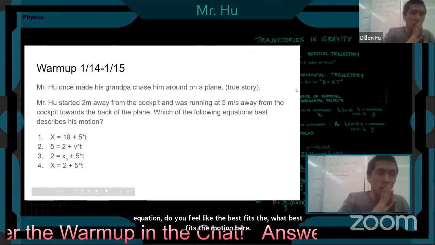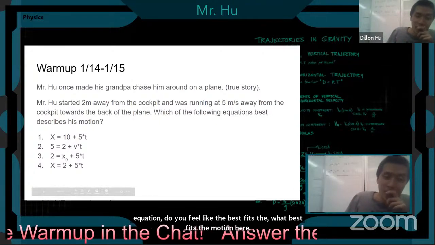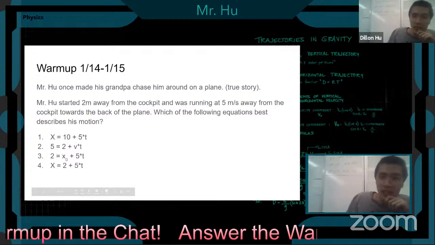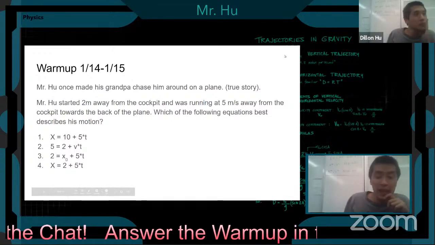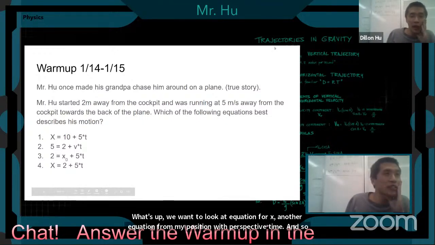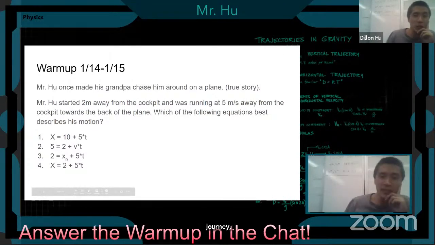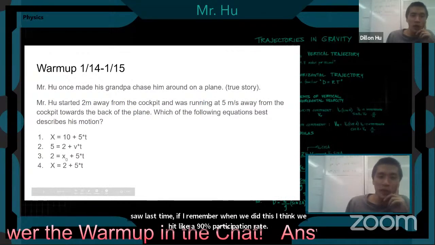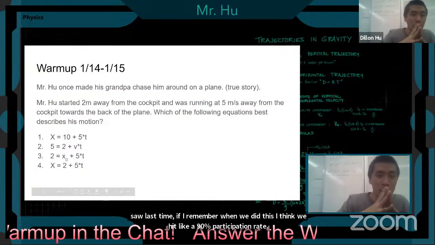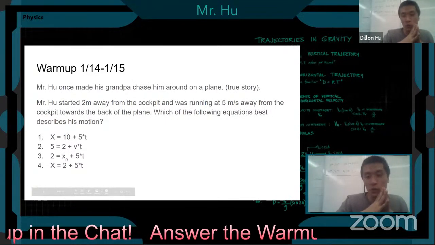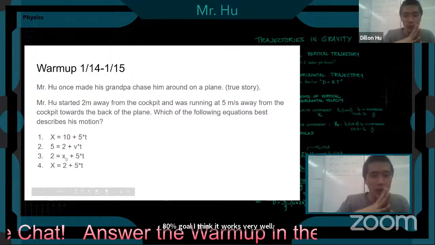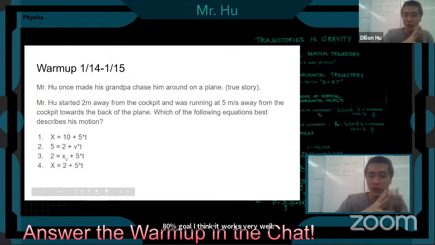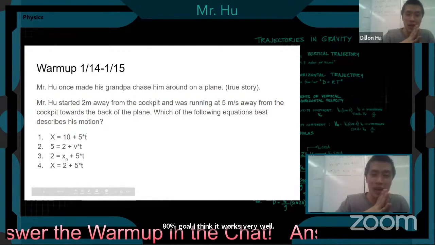Our goal today: last time, if I remember, we hit about a 90% participation rate. That was very exciting. 90% is a lot, by the way. I like to set reasonable goals, so let's shoot for 80%. I like setting this 80% goal; I think it works very well. We have about 20 people in class right now, so we're shooting for 16 people. We're at 8 right now. Thank you to all of those who participated so far. Let's shoot for another 8 or so. Can we do 8 more? Our goal for today is 80% participation in our warm-up poll. I'll be very happy if we get that.